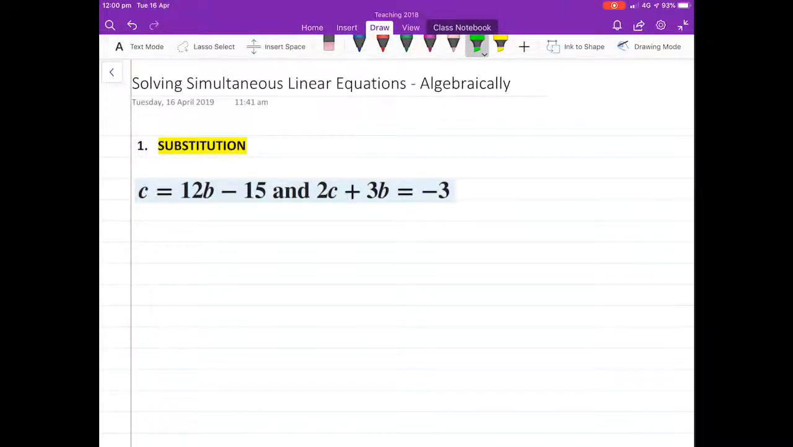Okay, having a look here at solving simultaneous linear equations, but we are going to look at doing this purely algebraically. So no use of graphs or anything like that, just using pure algebra, okay? Now the first method we're looking at is via substitution.